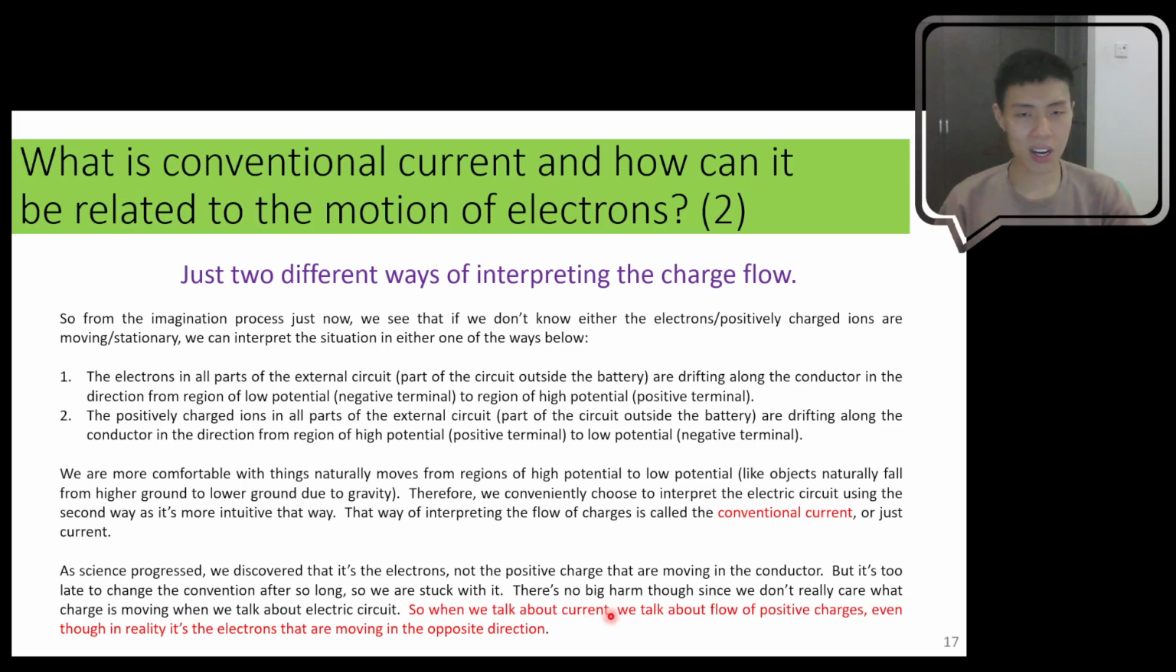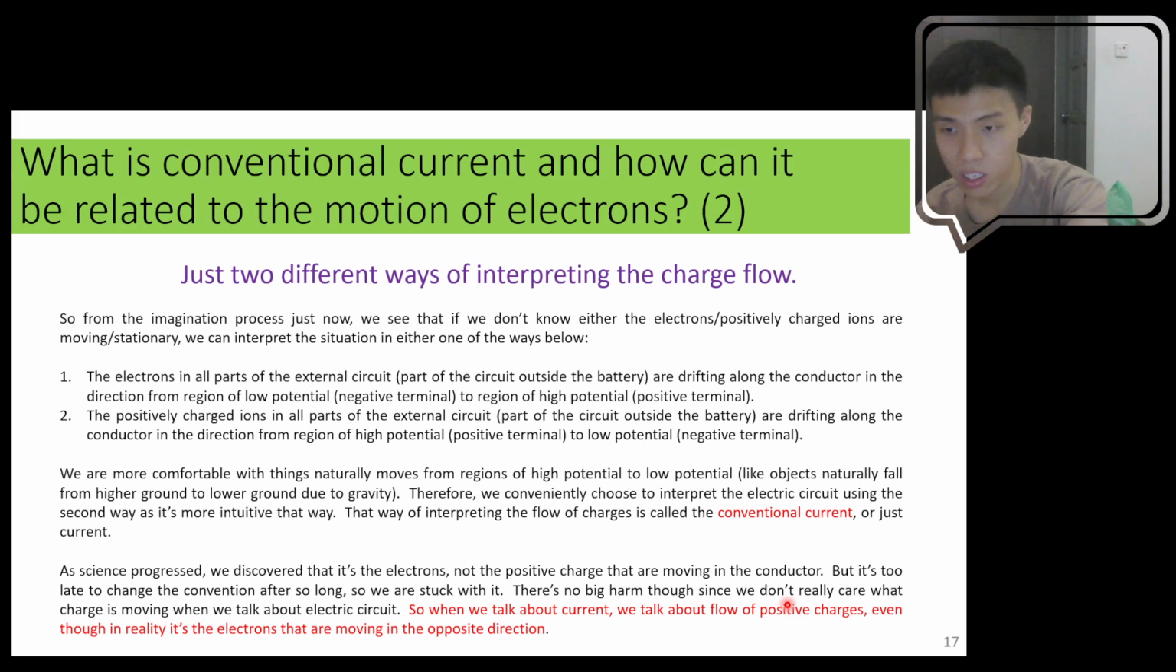So when we talk about current, we still continue to talk about the flow of positive charge. We won't really focus on the flow of electrons. In reality, yes, it is the flow of electrons that is moving, but to make our understanding easier, we will just think of it as if positive charge is moving inside, even though it's not. It's just simpler to understand that way.